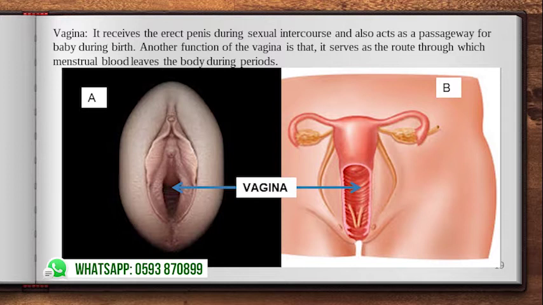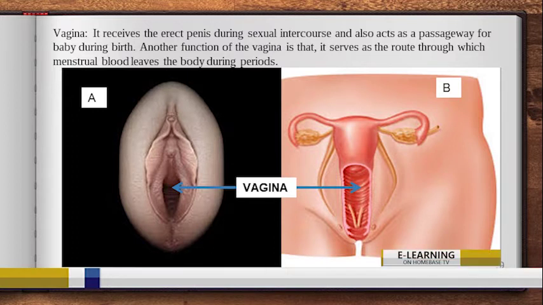I know some of you will be smiling by now. What is the function of the vagina? What does it do? It receives the erect penis during sexual intercourse and also acts as a passageway for baby during birth. Another function of the vagina is that it serves as the route through which menstrual blood leaves the body during periods or menstruation.